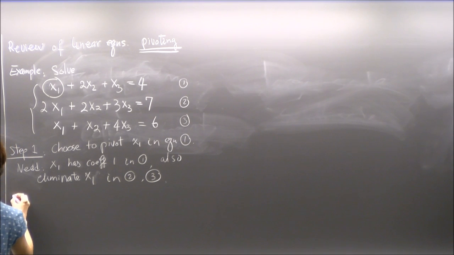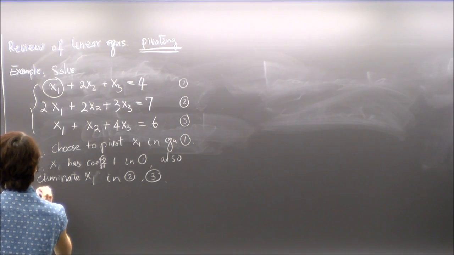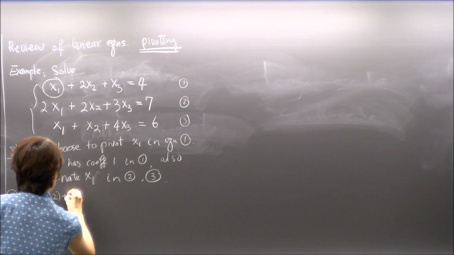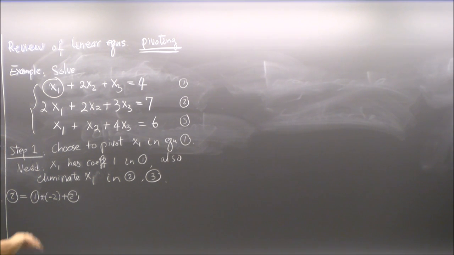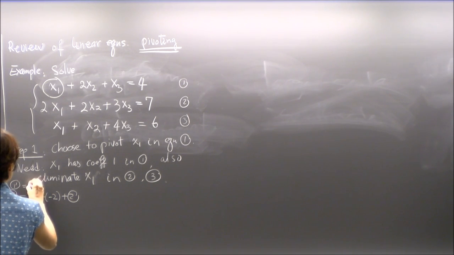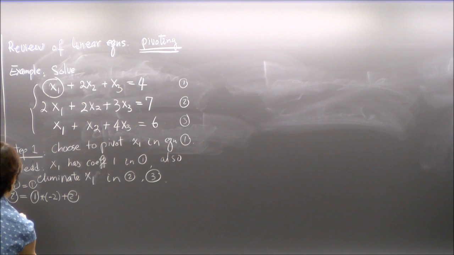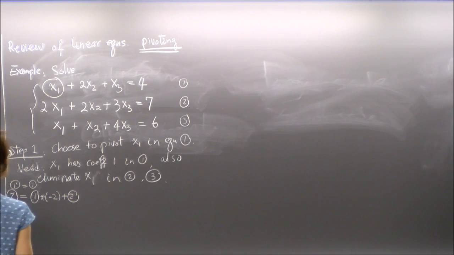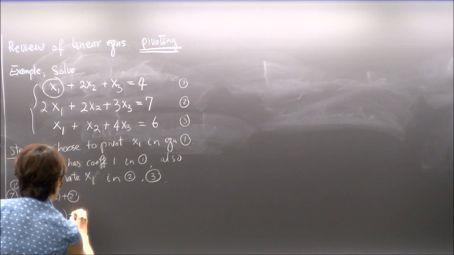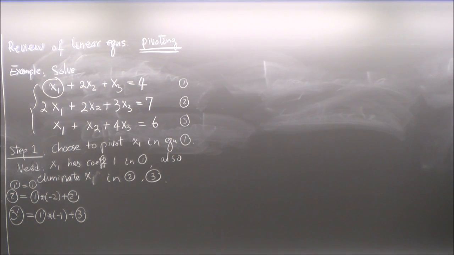So what we will do is equation 2 now will be, let's put a prime on it, equation 2 prime will be set to be equation 1 multiplied by negative 2, add on top of equation 2. Okay? And equation 1 is unchanged. So equation 1 prime simply equals equation 1. I don't change it. And then equation 3 prime, the new one, will be set to be equation 1 times negative 1 and add on top of equation 3. Is that okay? We're familiar with that?